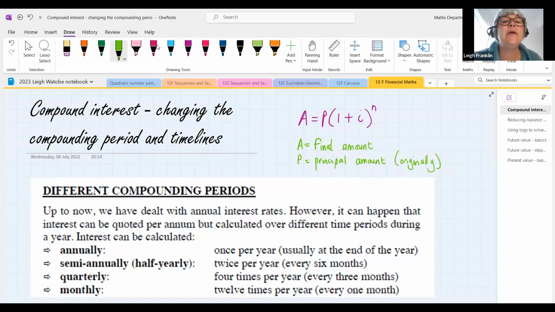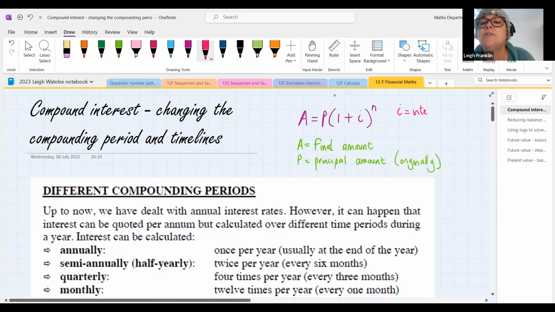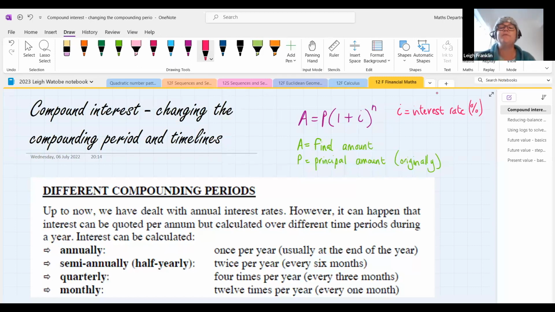The letter i represents what? That's easy. That's our interest rate, absolutely, as a percentage. And remember that's always going to be given as a percentage, so we're going to be dividing that by 100 always, always, always.